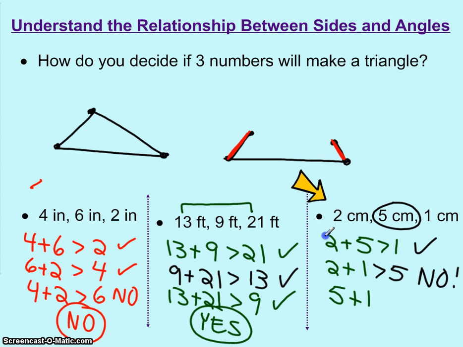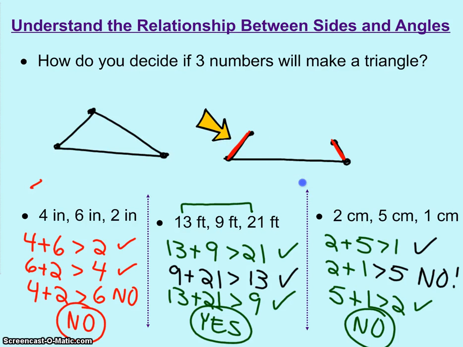If I really want to try my last side, is 5 plus 1 greater than 2? Yeah. But as soon as I come to a no, I don't even need to bother with that. One no means the whole picture is a no. If there are two sides that when you add them up are not bigger than the third side, it's not going to make a triangle. Those two sides are not going to be big enough to make a triangle.